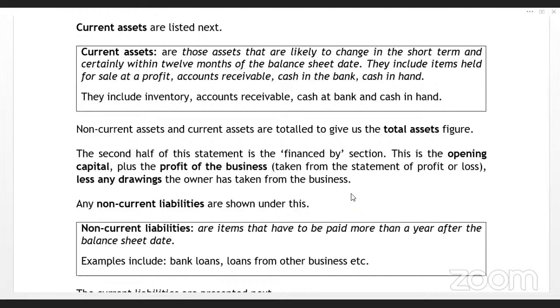Then we move to the part of liabilities. What are liabilities, by the way? We looked at liabilities during our introductory topics. What did we say about liabilities? Who can explain the term liabilities? Yes, members, what are liabilities?